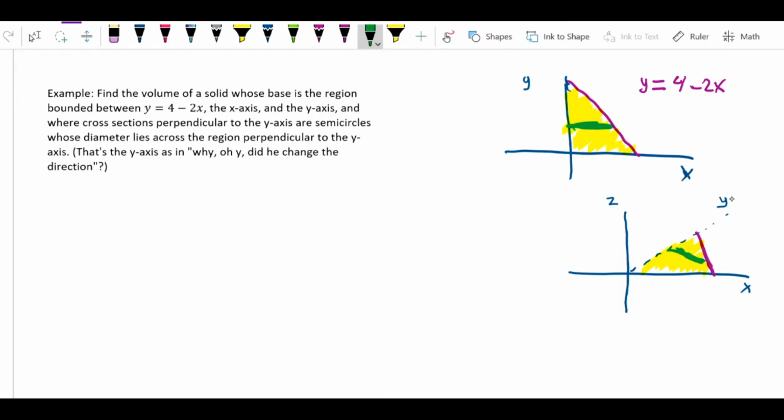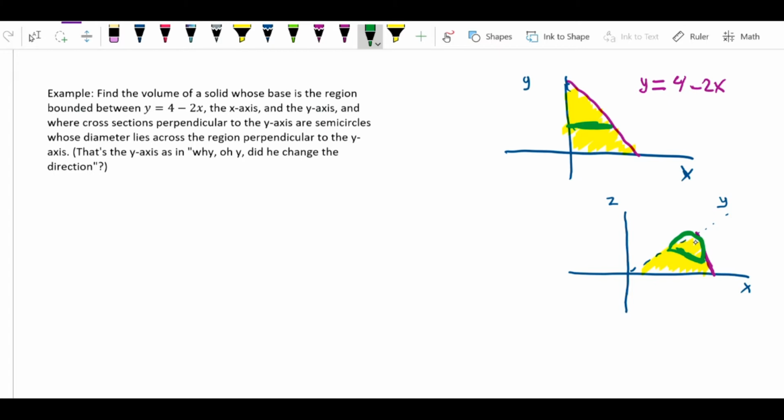I've drawn on the bottom the x, y, and z axes because now we're talking about a solid in 3 dimensions. So I have x here, y here, and then there's z. What you can see is that the cross section is going to look like that, and it's perpendicular. It lies across the yellow region. It's perpendicular to the y-axis.